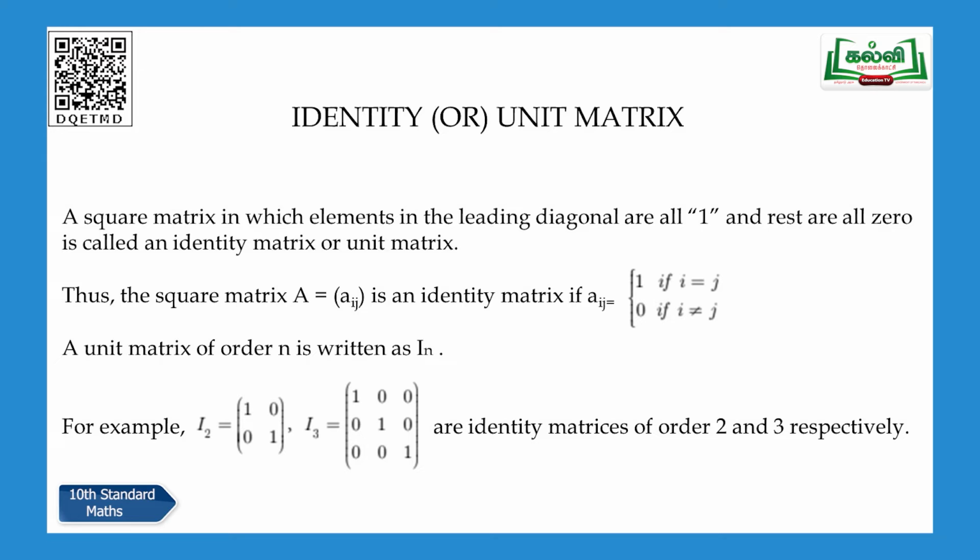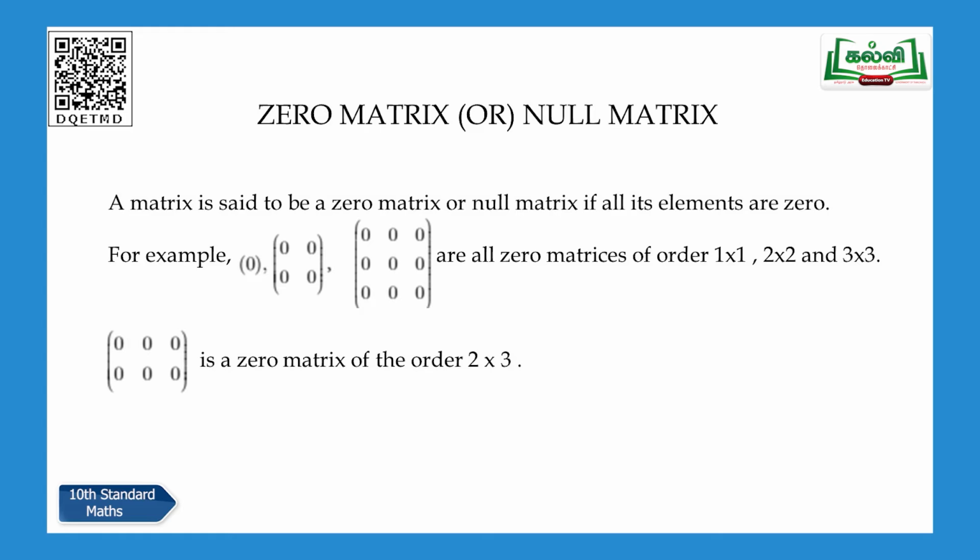So, a square matrix in which elements in the leading diagonal are all 1 and the rest are all 0 is called an identity matrix or unit matrix. So, thus the square matrix A = [Aij] is an identity matrix. The same condition they have given here also. A unit matrix of order n is written as In. N means what? It is the order. So, I2 means it is a 2 by 2 matrix. I3 is a unit matrix of order 3 by 3, or identity matrix of order 2 and 3 respectively. Now, the next is 0 matrix.